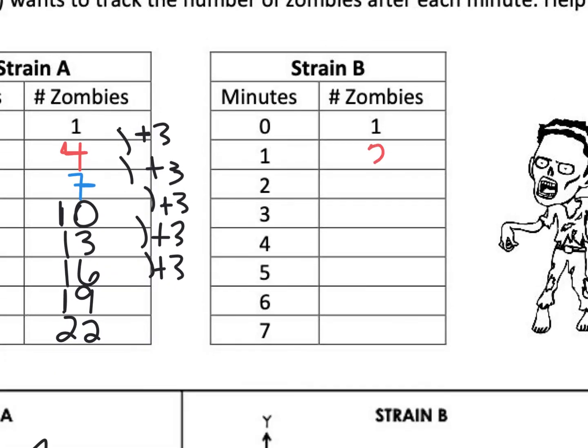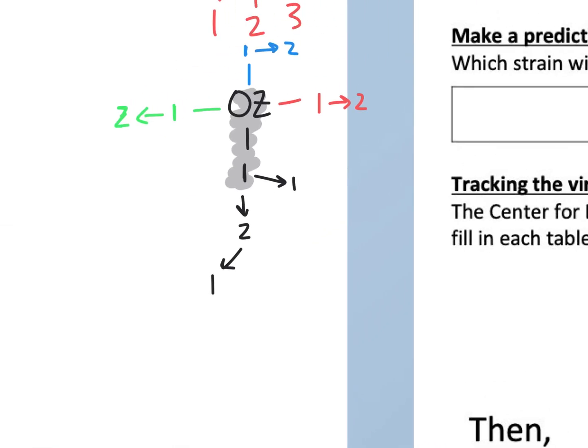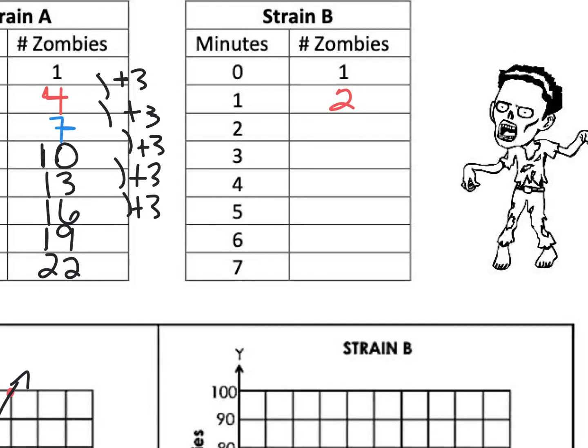We'll put our 2. And then after 2 minutes, we have our original zombie. We have our first person who infected this person, but then the original zombie infected another one. So how many is that? We've got our original, and then we have 1, 2, 3, and 4 right here. Do you see that? So when we come over here, let's put our 4. Do you see a pattern here?